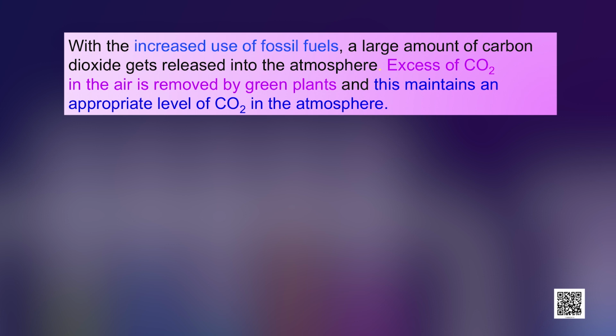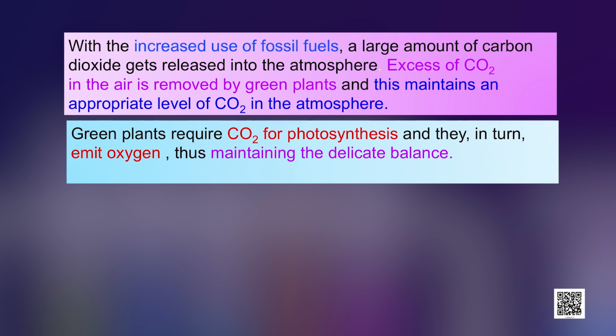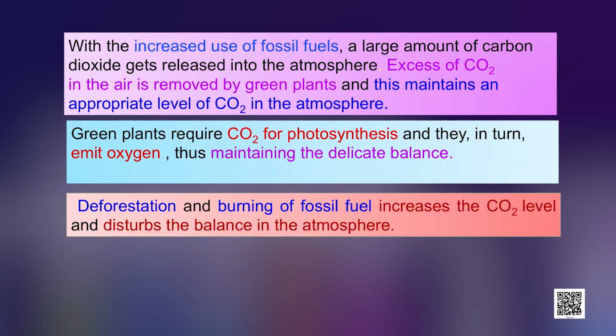The excess of carbon dioxide in the air is removed by green plants, and this maintains an appropriate level of CO2 in the atmosphere. Green plants require carbon dioxide for photosynthesis, and they in turn emit oxygen, thus maintaining this delicate balance. As you know, deforestation and burning of fossil fuels increases the carbon dioxide level and disturbs the balance in the atmosphere.